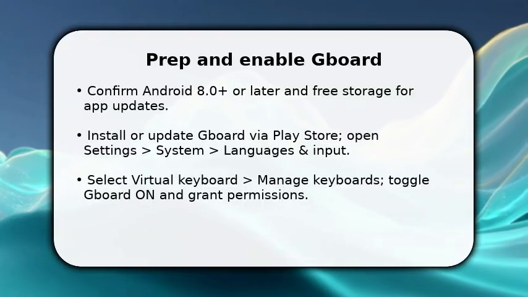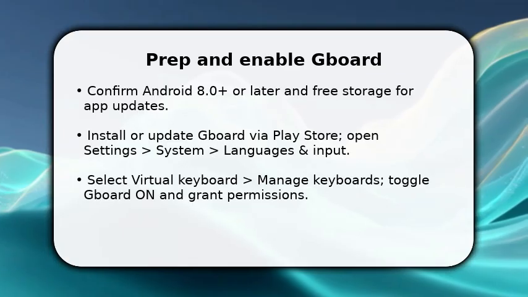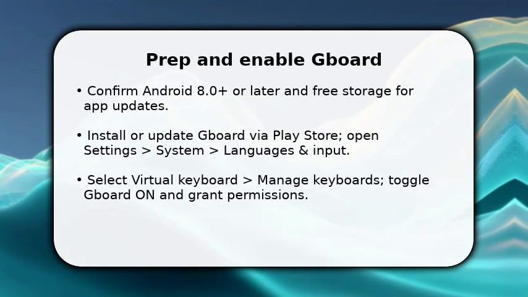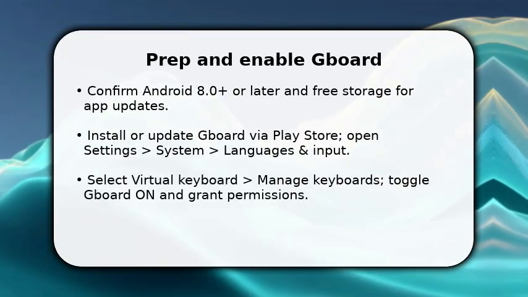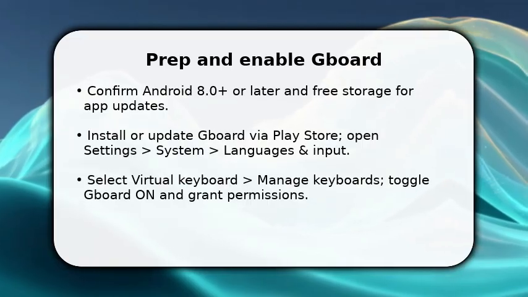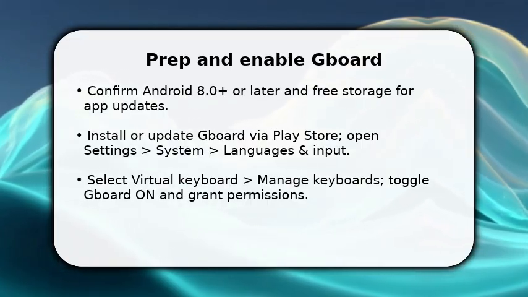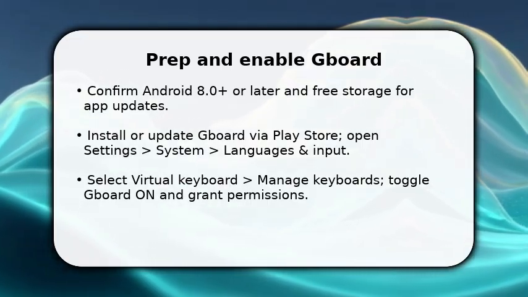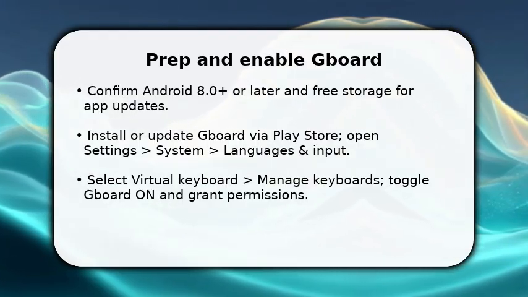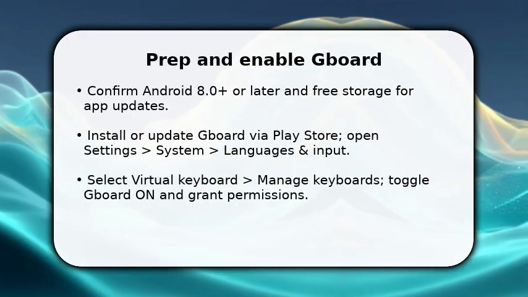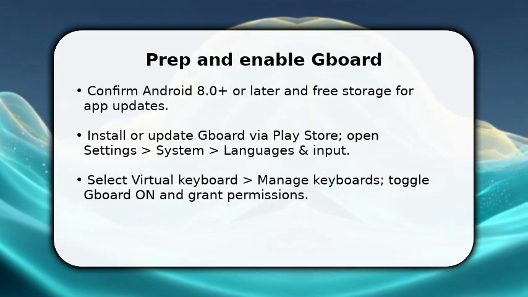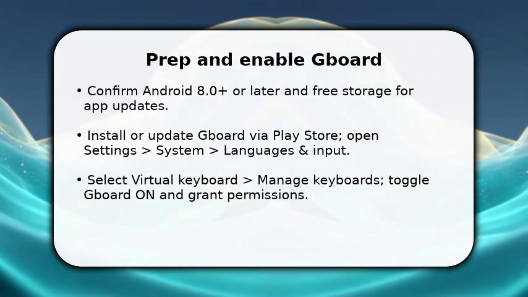You start by making Gboard available and permitted. First, ensure your phone runs Android 8.0 or newer and has space for updates. Next, install or update Gboard from the Play Store, then open Settings, go to System, Languages and Input. Select Virtual Keyboard and Manage Keyboards, enabling Gboard and granting microphone and storage permissions. Once done, set Gboard as your default keyboard so apps will use it automatically. This gets you immediately ready to customize layout and features.